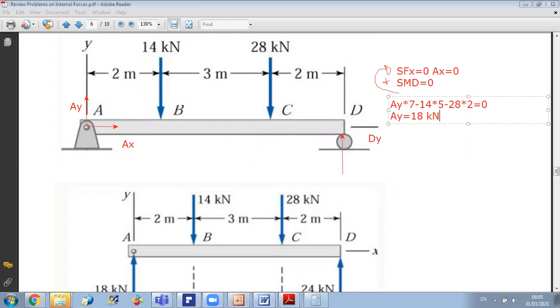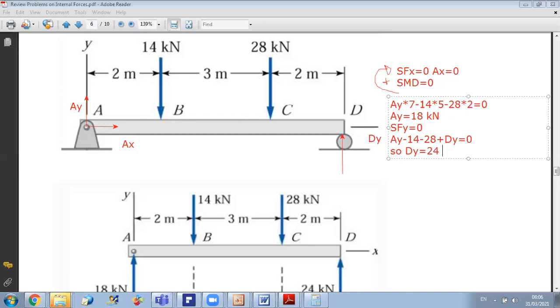Now, once I have AY, to find DY, the easiest way is to do sum of forces, or I can also do sum of moments about A equals 0. Both will give me the same result. So now if I do sum of forces along Y equals 0, I have AY minus 14 minus 28 plus DY equals 0. So I get that DY is 24 kilonewton.